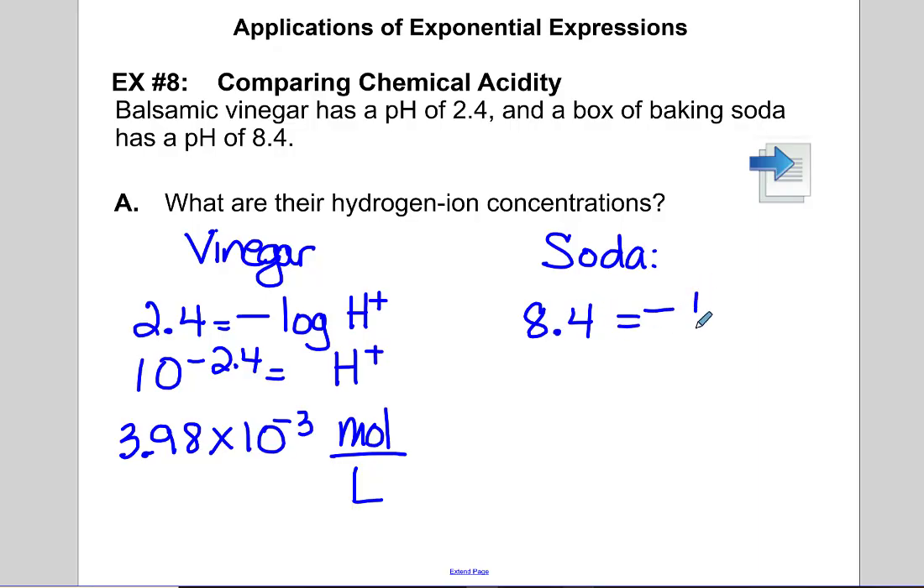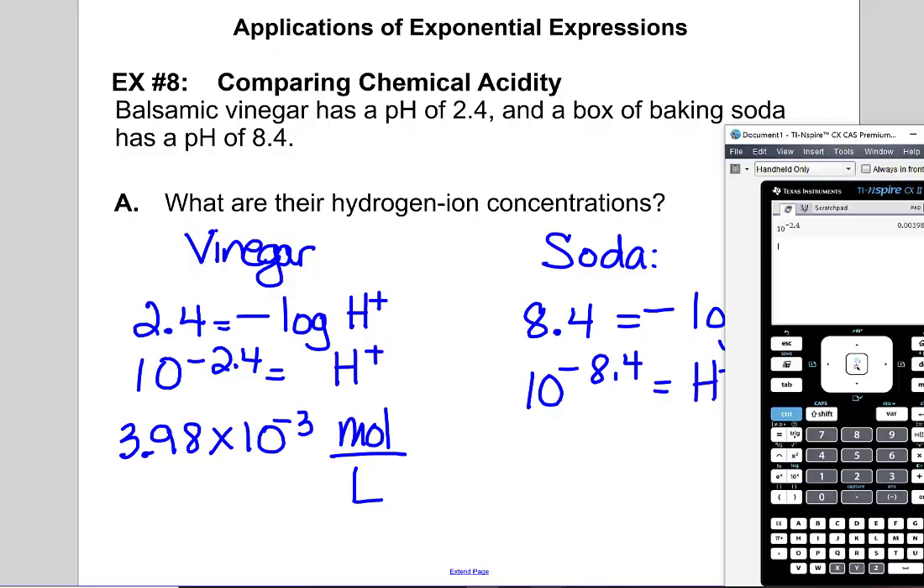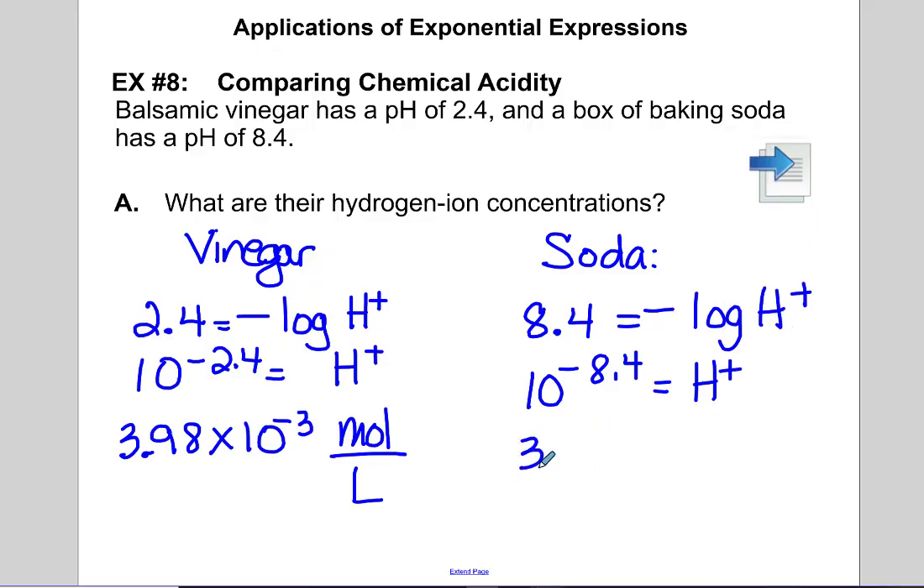While the soda, doing the same thing for the soda, has 8.4 for its pH, and that's the negative log of the hydrogen ion concentration. So dividing by the negative, it's 10 to the negative 8.4 power is H plus. And again, back to the calculator. 10 raised to the negative 8.4 power is 3.98 times 10 to the negative 9 moles per liter. So these are their hydrogen ion concentrations.